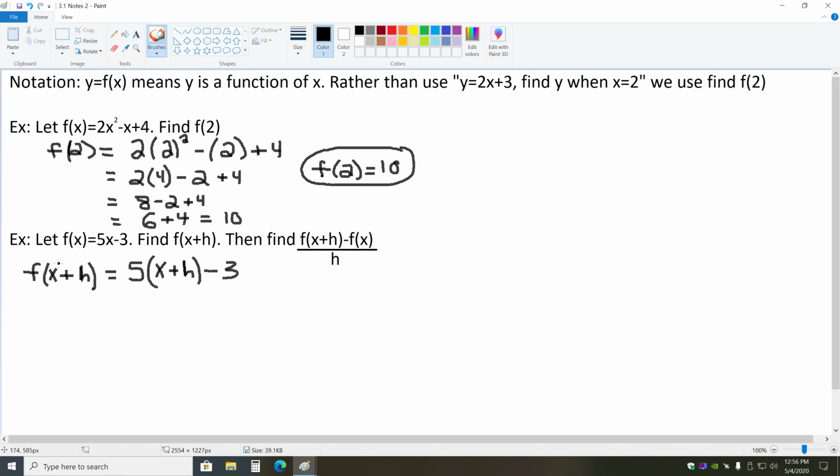Always remember, whatever is in parentheses next to this f replaces wherever you see an x in the problem. So distributing this 5, we get 5x plus 5h minus 3 is equal to f of x plus h, and that gives us the first part of our answer.